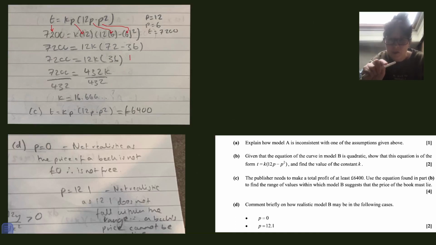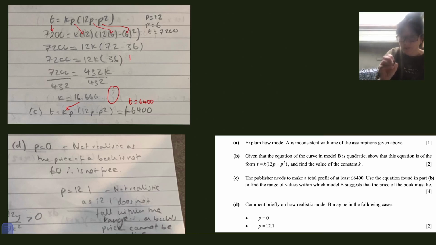Part C, the publisher needs to make a total profit of 6,400, so T is 6,400. Use your equation to find the range of values within which model B and so on. So the first thing we need to do is to solve the equation to find P when T is 6,400. You've done that sort of, look, you put T is 6,400, but you haven't used your K. Oh, I can see that you're not sure that that's the right K. That could be the right K. There's nothing wrong with that being K.